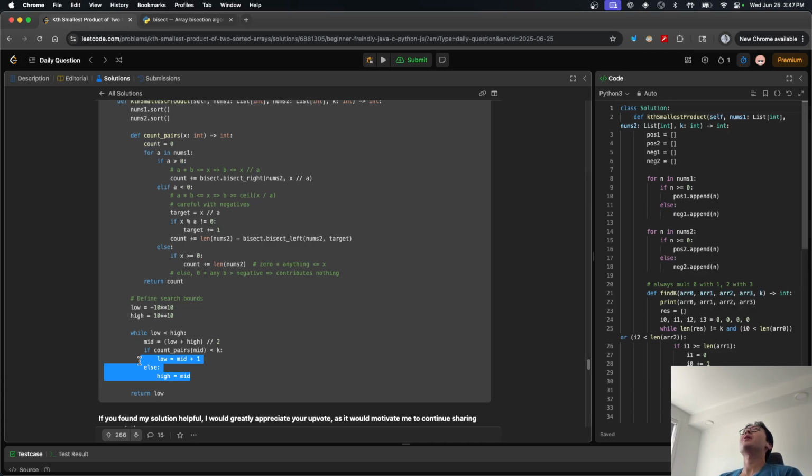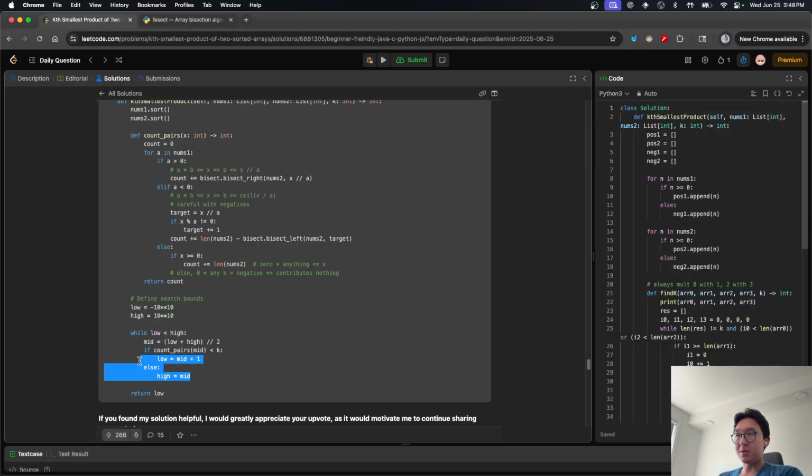If we have too many pairs, oh wait. If we have too many pairs, we need to increase the multiplication. So that's what we do. Wait, no. Oh my gosh, this is hard. So if we have too many pairs that can go up to that target, we want to decrease the target. So boom.